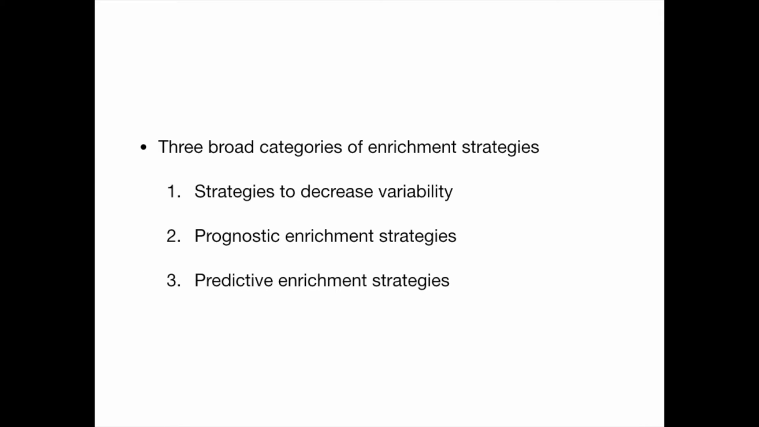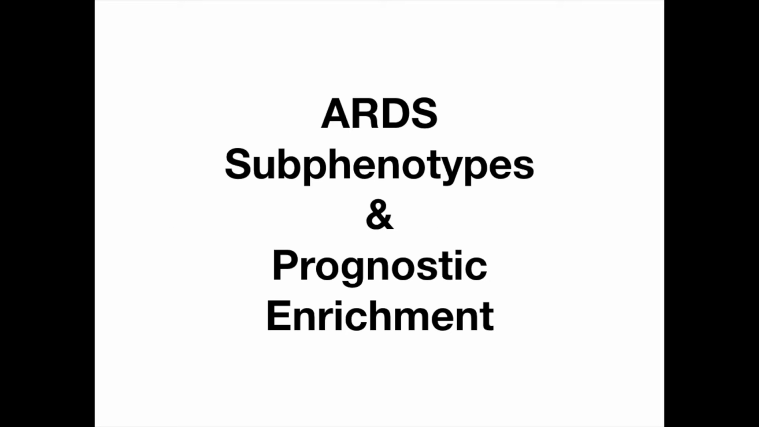The third is predictive enrichment, which means that we have some markers by which we can know that a particular therapy will benefit that particular patient. So let's see how we can enrich the ARDS trials by the subphenotypes. We will first look into the prognostic enrichment. There are basically three criteria: the physiologic, the clinical, and the biological.